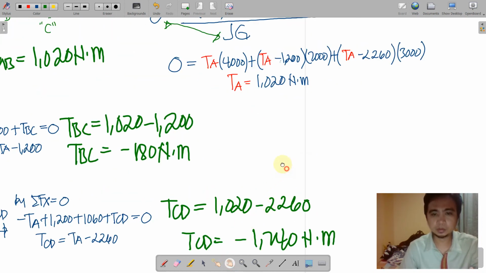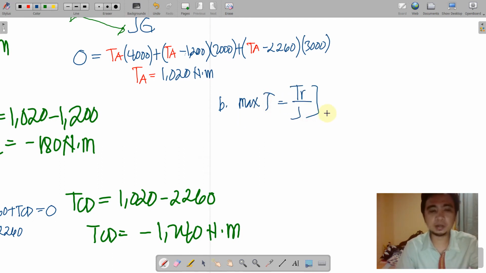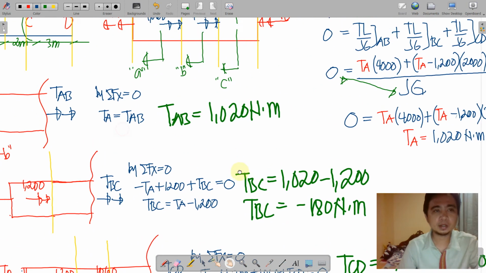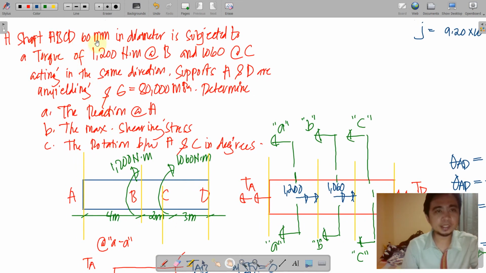By that, for letter B, maximum tau is TR all over J of segment CD. So substituting the values, we have 1,240. We need to multiply that by 1,000 to make it in Newton mm. As for the radius, we need to refer back to our problem. The shaft ABCD has 60 millimeter in diameter. Therefore, the radius is 30 millimeters.